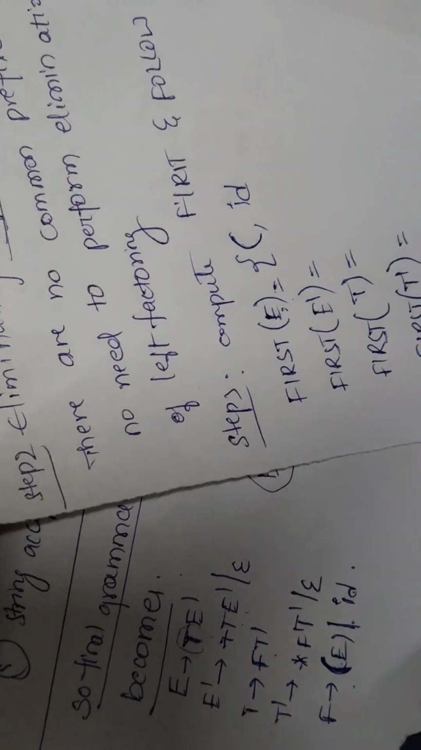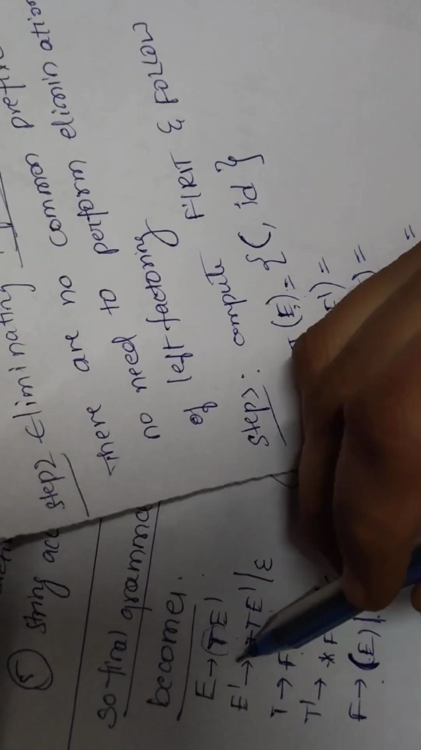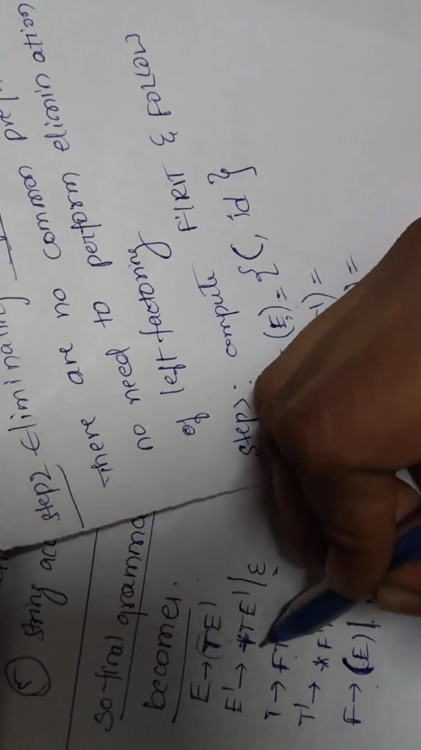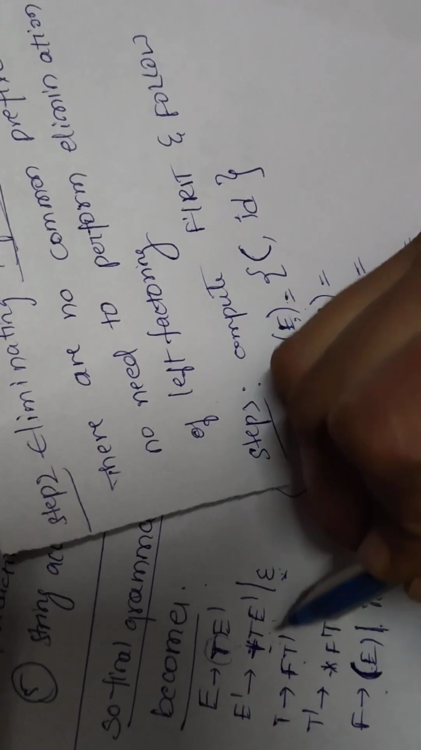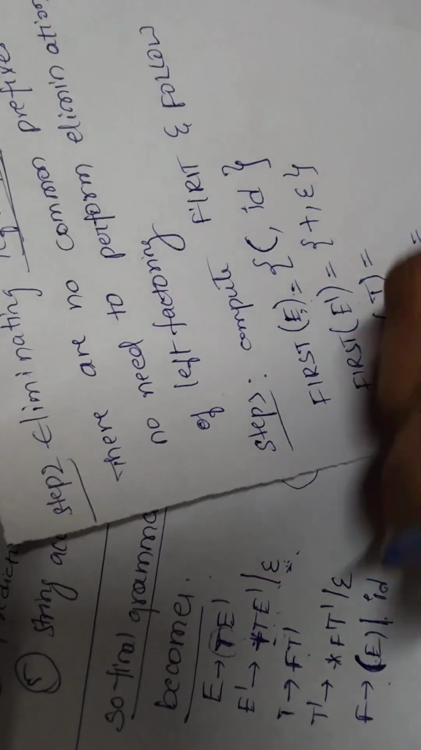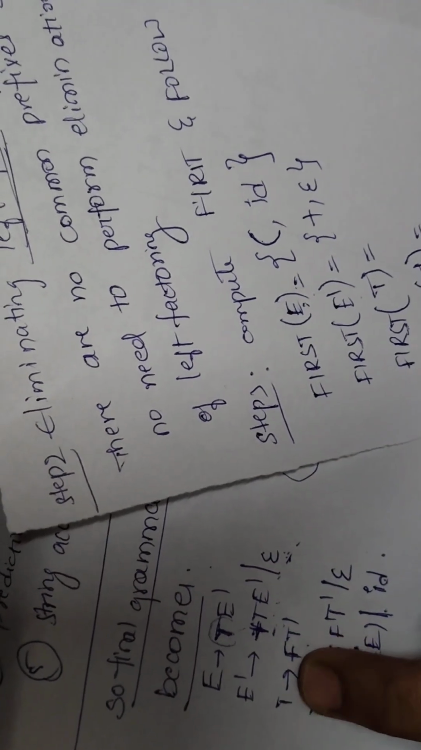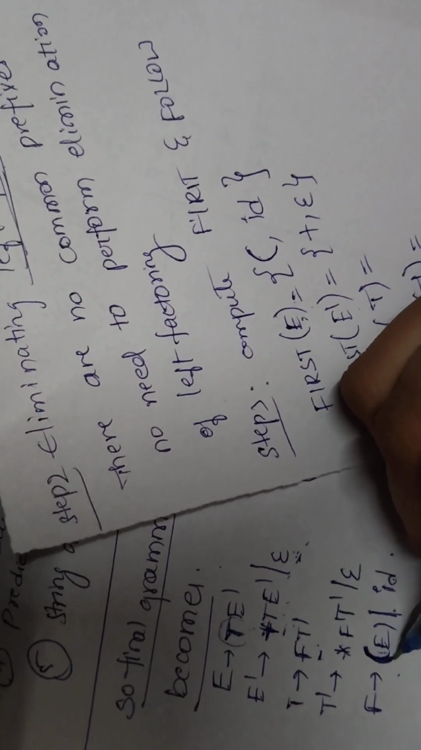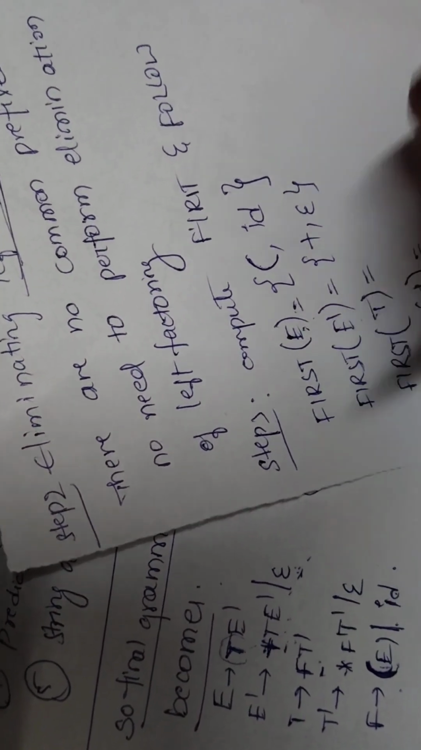Okay, next first of E dash. What is first of E dash? Plus, and in the other production, you need to see the first symbol, epsilon. So plus and epsilon. So what is the first of T? F. First of F. What is first of F? This open parenthesis and ID.